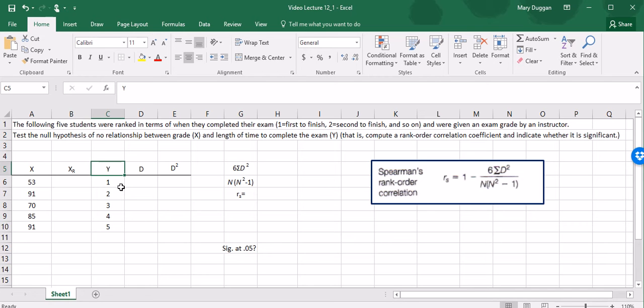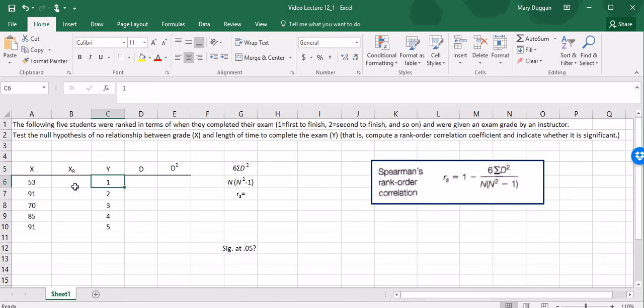And we don't have anything to do for y because it's already ranked, but we do need to assign a rank of 1 to 5 for the exam scores. And that's why I have this X rank column here, because I knew I would have to find the rank order for the exam scores. And since 1 on the variable y indicates the least amount of time it took to take an exam, I'm going to rank order my exam scores from least to greatest as well.